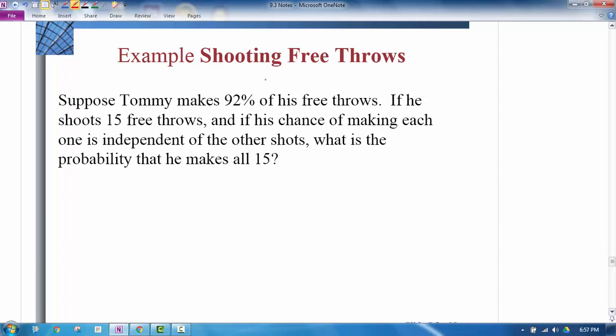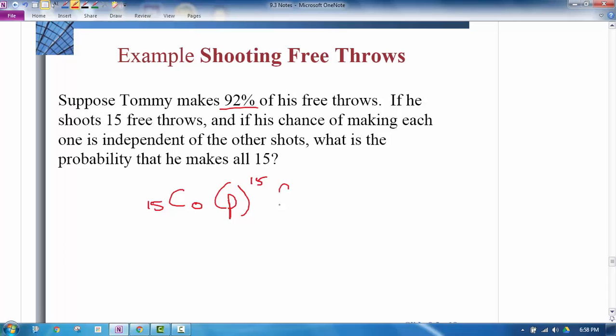So let me give you an example. Shooting free throws is a perfect one because you can either make or miss, and we know the probability of success is 0.92 or 92%. Probability of failure would then be 8% or 0.08. And if we're going to make all 15 free throws, that'd be the first one. So we do 15C0 or 15C15, doesn't matter.